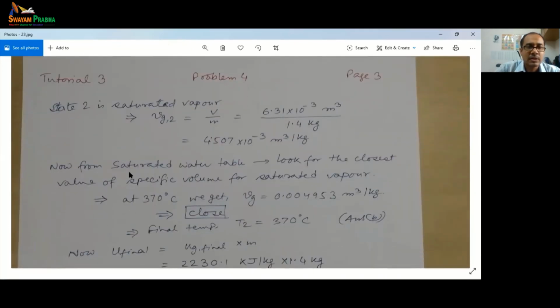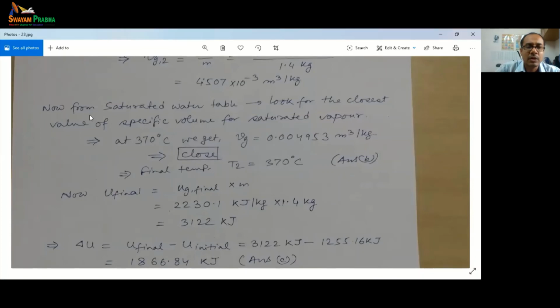Okay, so state 2, and it is also given that state 2 is saturated vapor. So what we can write is Vg2. That means the saturated vapor specific volume at state 2 will be the same, right? That's capital V by capital M. Both of them we know now, so we know the specific volume of vapor. That's 4.507 into 10 to the power minus 3 meter cube per kg.